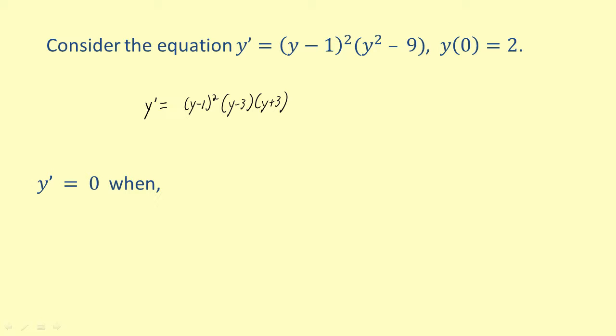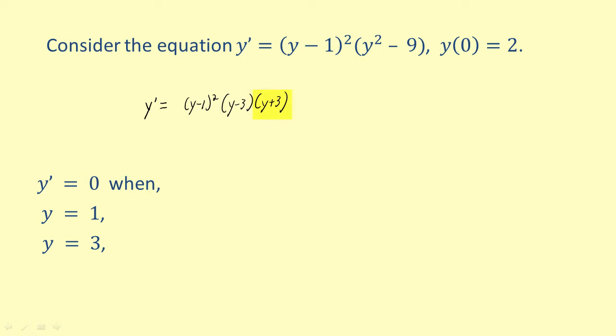Looking at the first part of our equation for y prime, we can see that when y is equal to 1, the expression becomes 0, which makes the whole equation equal to 0. Therefore, y equals 1 is an equilibrium point. Next, we have the expression y minus 3. In this case, if y equals 3, the whole equation becomes 0. So we know that y equals 3 is our second equilibrium point.